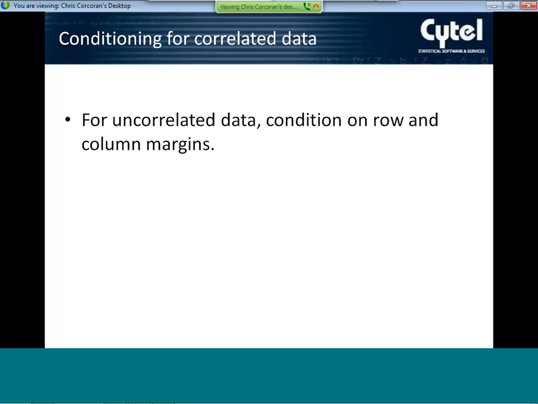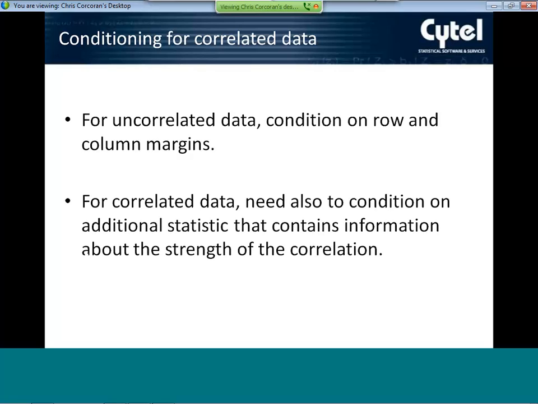Now for correlated data, moving ahead to this new module in StatXact, what is the rationale that we use for exact tests for correlated data? Well, it's a similar rationale. We also condition on margins of tables, but in addition to that, we have to condition on another statistic that contains information about the correlation within these clusters or these sites or individuals in our study who have more than one measure, or whatever it may be.